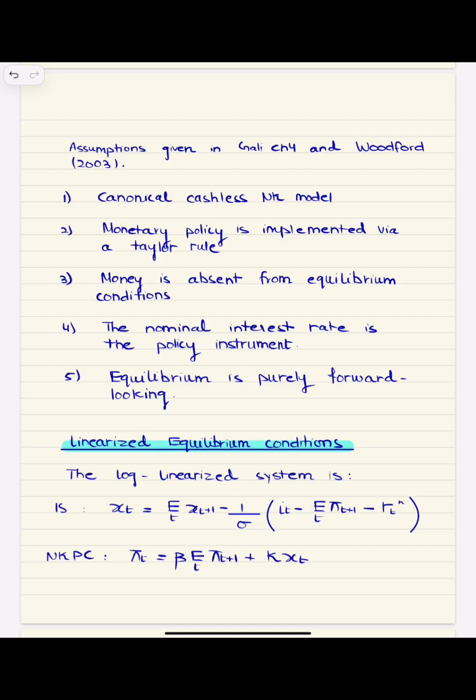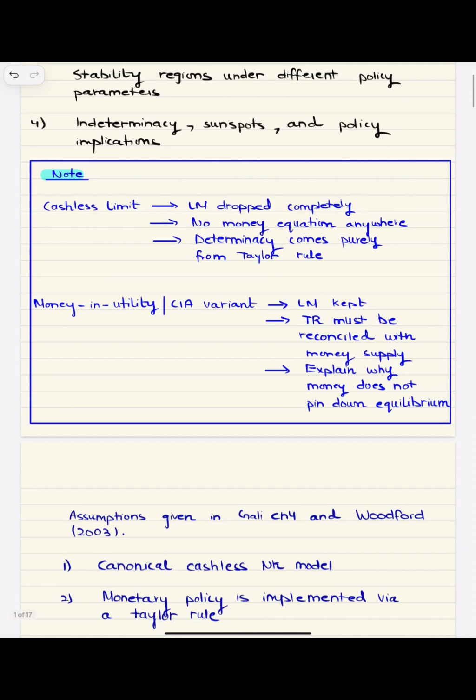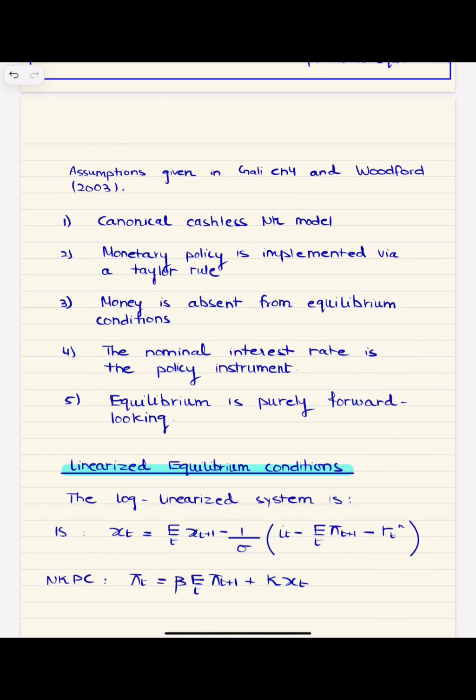This is the model that we've been working with. We've had the three equations. We had the IS curve, the Phillips curve, and the Taylor rule was provided to us. So that has been the model that we worked with. We did not have four equations, okay? We would have ended up with four equations if we were working with money and utility or a cash in advance model. In that, money would appear as the fourth equation, and we would then have to reconcile money supply with the Taylor rule. But in the canonical new Keynesian model, money plays no role in the equilibrium selection.